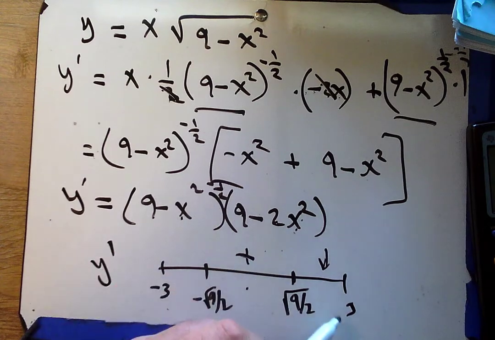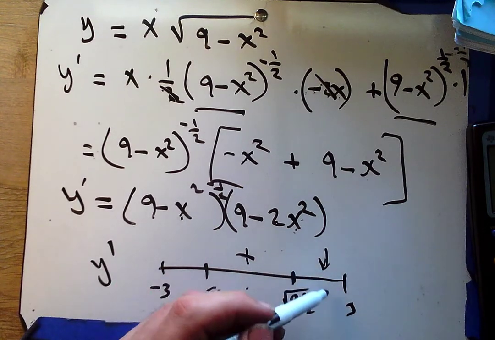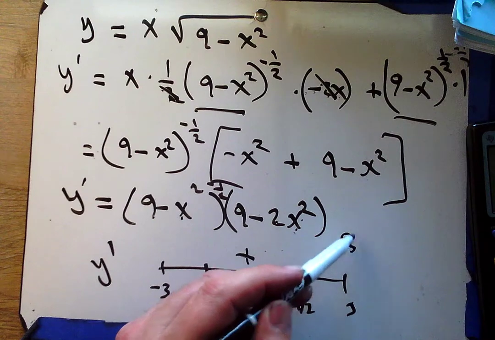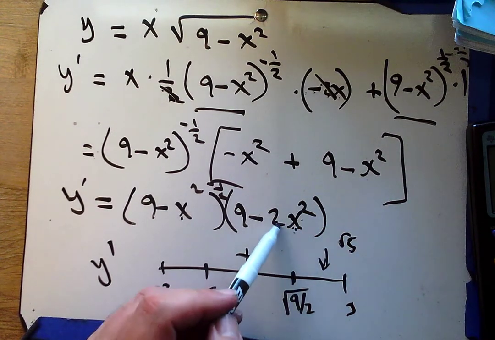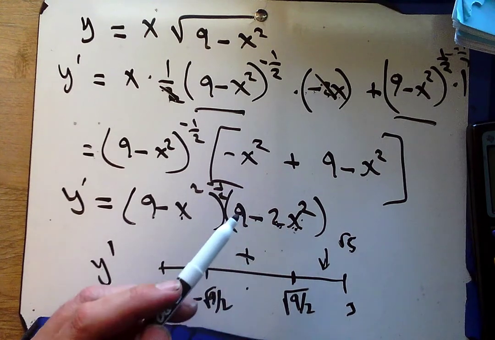Square root of 5. Don't get it. Square root of 5. Why square root of 5? Because this is square root of 5 squared, which is 5. 5 times 2 is 10. 9 minus 10 is negative.